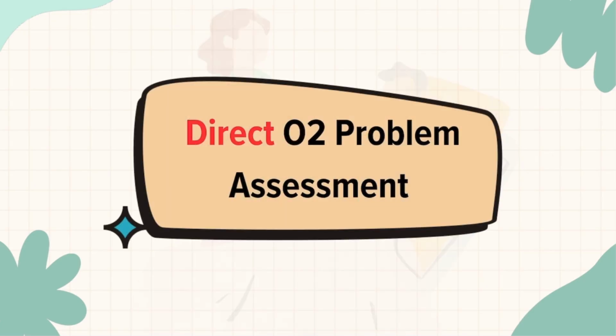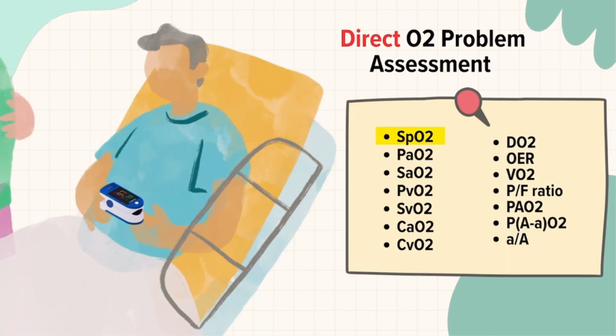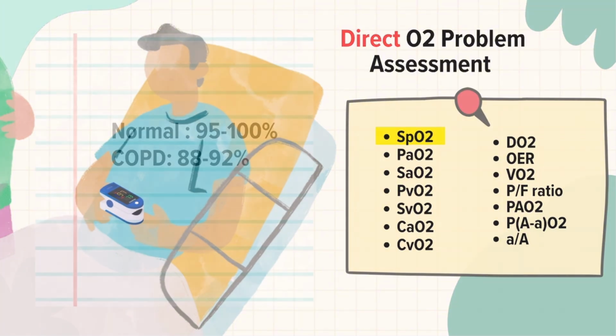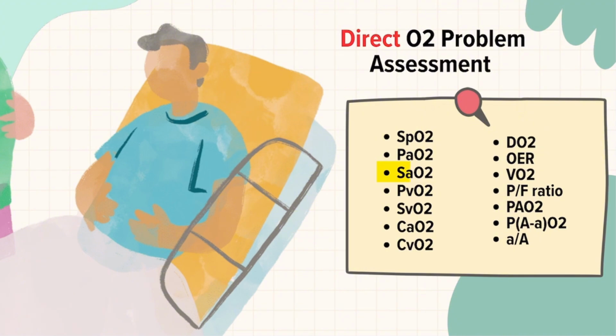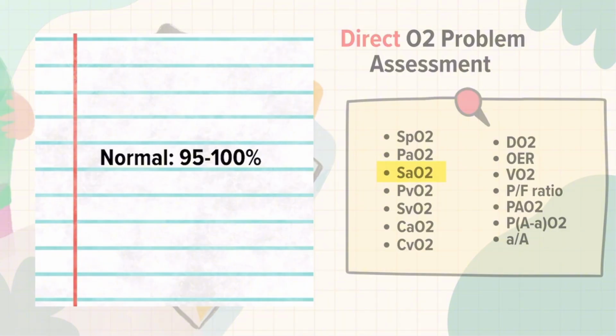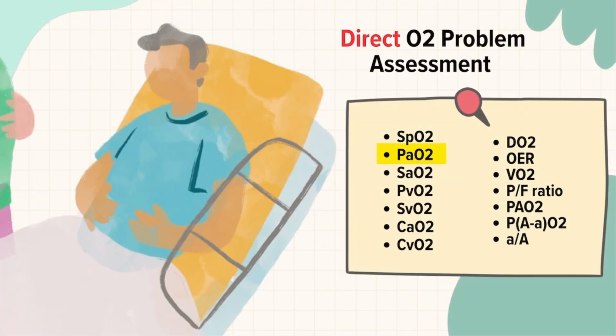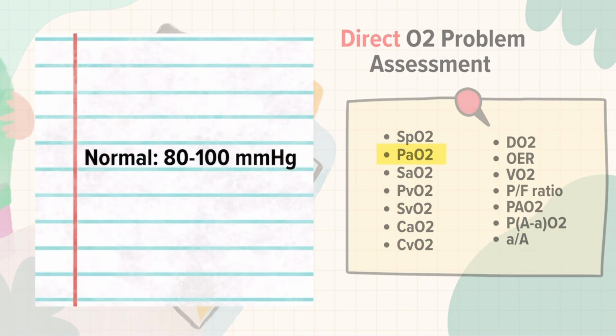Now, direct oxygen problems, starting with 1. SpO2, obtained with a pulse ox, shows the percent of hemoglobin carrying oxygen. Normal range of 95 to 100%. For COPD patients, we try to keep it above 88%. 2. SaO2, arterial oxygen saturation, an invasive and more accurate measurement of the oxygen saturation percent in the blood. Normal range 95 to 100%. 3. PaO2, partial oxygen pressure, shows us how much oxygen really dissolves in our arterial blood. Normal range 80 to 100 millimeters of mercury.